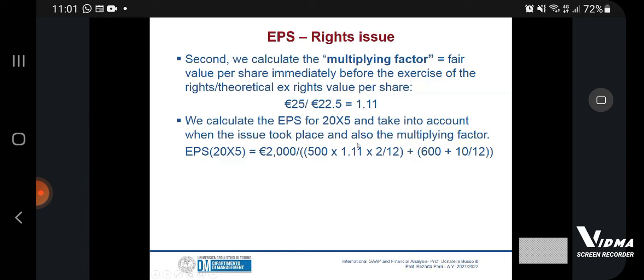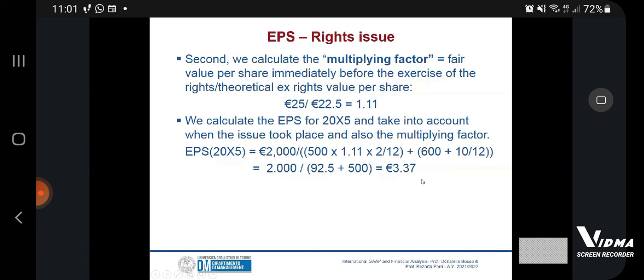And then we add the rest of the period, like 10 months. We have 600 shares in issue or outstanding. Remember there are two ways to calculate the weighted number of shares. This is one of the ways. When we calculate the number of shares, it will be 592.5, and the earnings per share for 2025 will be 3.37. So basically, again, earnings per share is the ratio between earnings and the weighted number of shares.